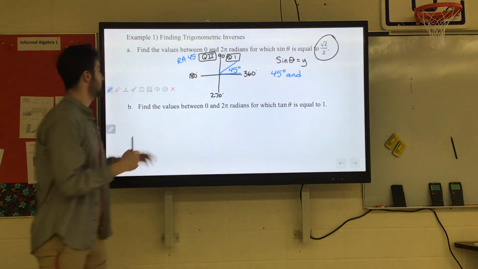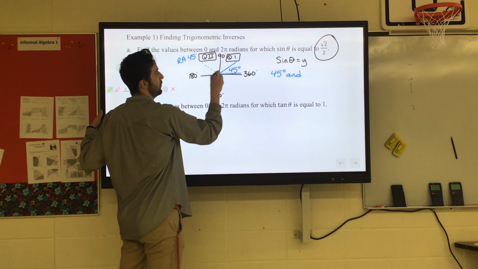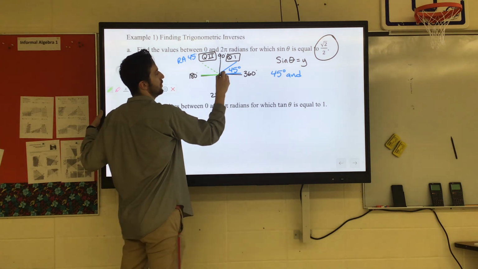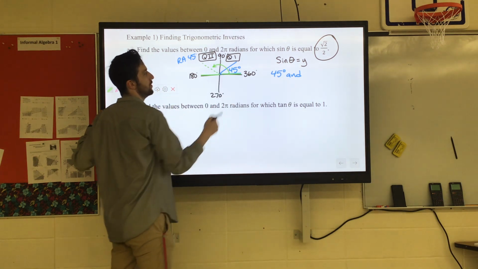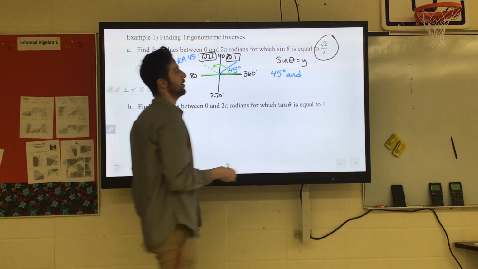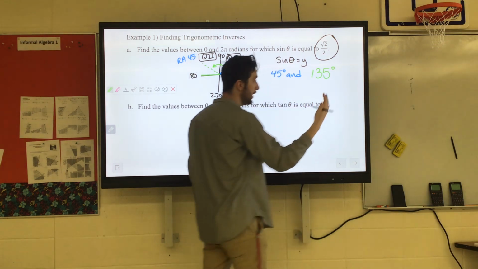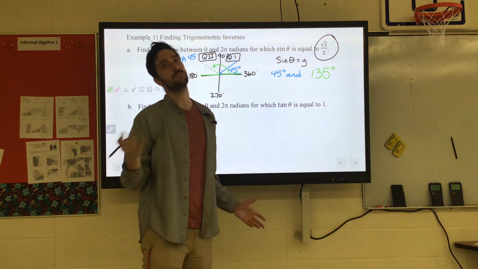That won't be the case in quadrant 2, because remember, if the reference angle is 45 over here, we're looking for this angle. So we would do 180 degrees minus the 45, which means our other angle would be 135 degrees. Great, that's it. We're also going to do it in radians.